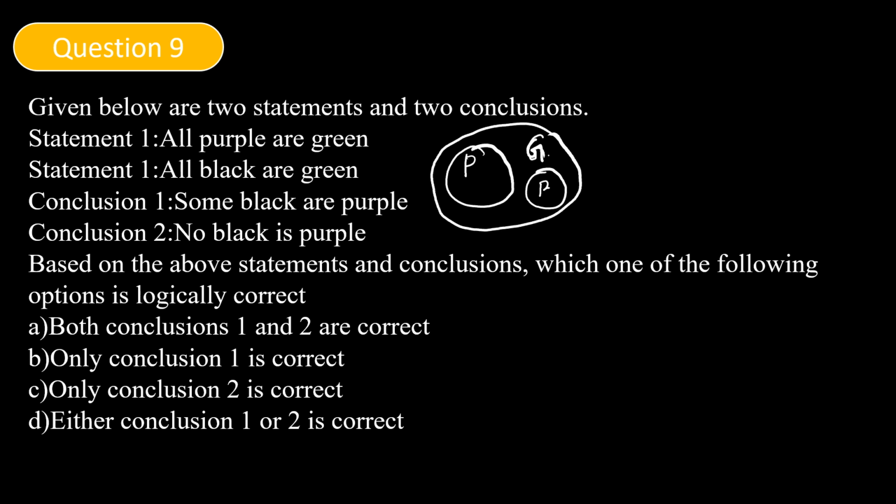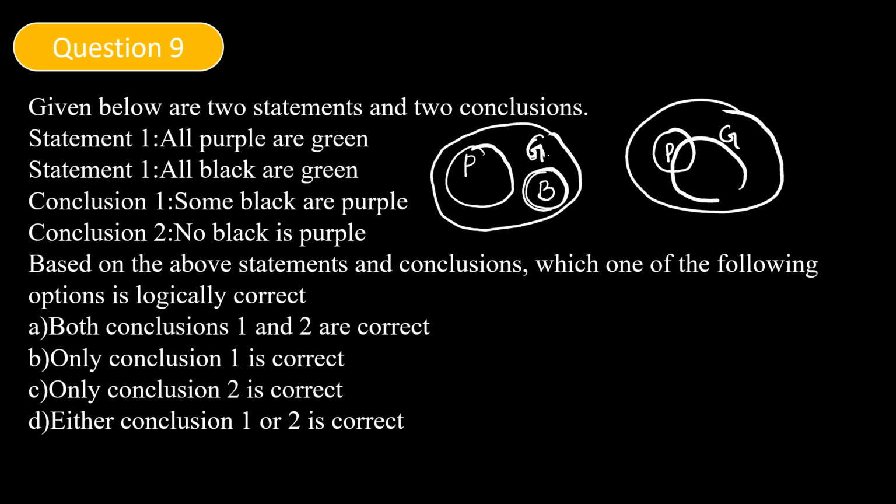Okay, this can be drawn in two ways. First, all black are green in this way, or we can draw in another way also. This is purple, this is green. All black are green, that is in this way also. So there are two cases here. First case is this, second case is this. And now we'll read the conclusions. Some black are purple.